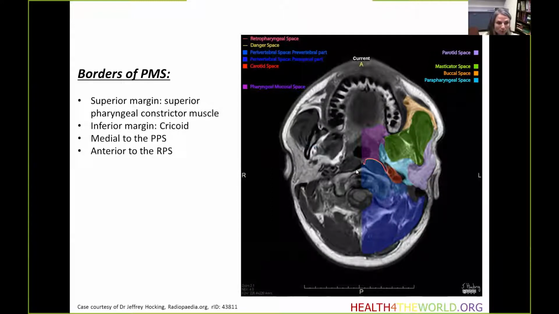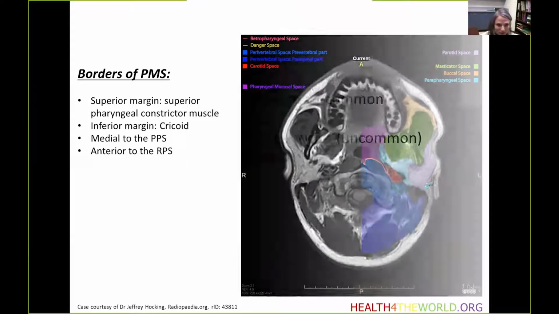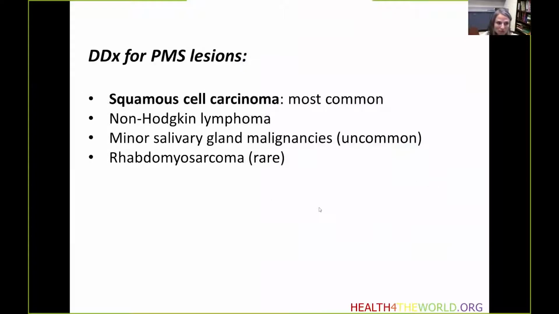So what are the borders of the pharyngeal mucosal space? Well, let's take a look. The pharyngeal mucosal space is represented here in purple, and you can clearly appreciate that the masticator space and the peripharyngeal space are located just laterally to it. The retropharyngeal space is posterior to it. All very important interactions.